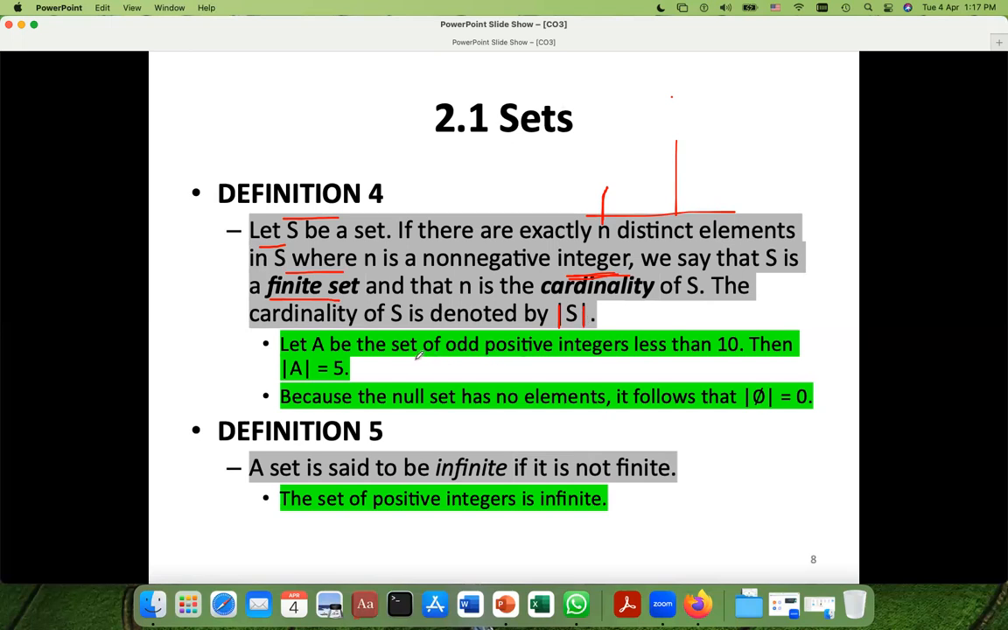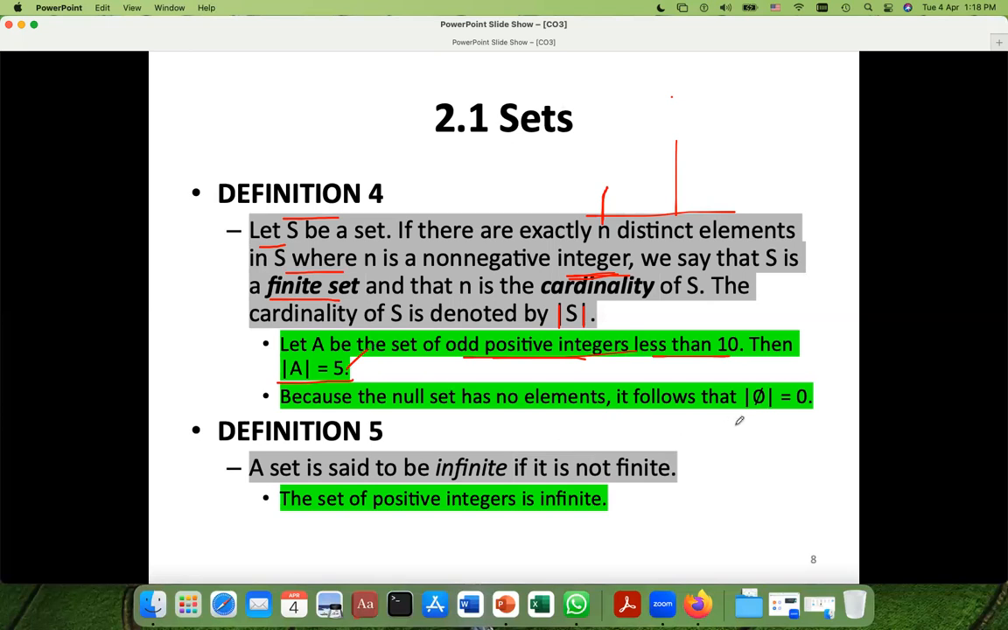For example, if A is a set of odd positive integers less than 10. So in set A, all numbers are less than 10, but they are positive and odd also. So then what is the cardinality of the set? This is the question. Positive numbers start from 1 and go up to 10. So 1, 3, 5, 7, 9. These are the odd ones, and it is 5. So the cardinality of this set is now 5. 5 elements, 5 odd elements.